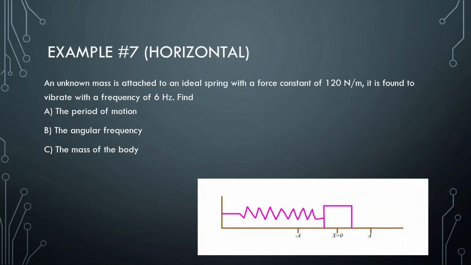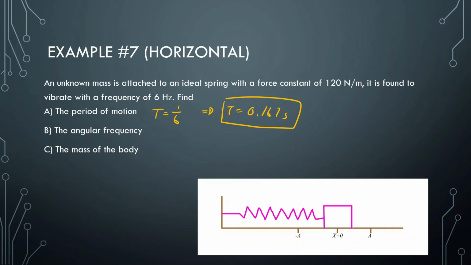Okay, moving on. An unknown mass is attached to an ideal spring with a force constant of 120 Newton per meter. It is found to vibrate with a frequency of 6 Hertz. Find the period of motion. Okay, so again, we should know the period is the inverse of the frequency. So if this is 6, then we know that the period is equal to 1 divided by 6, which is 0.167 seconds.